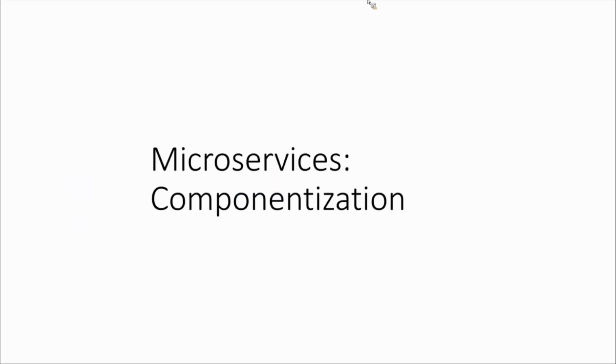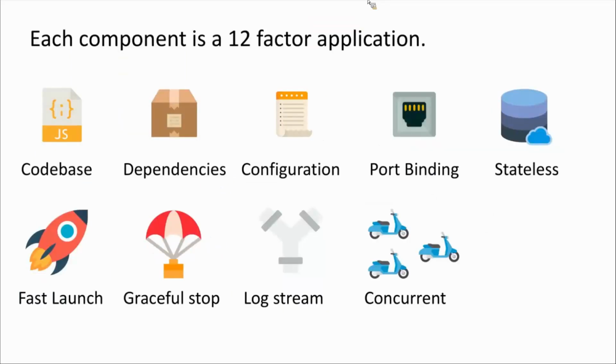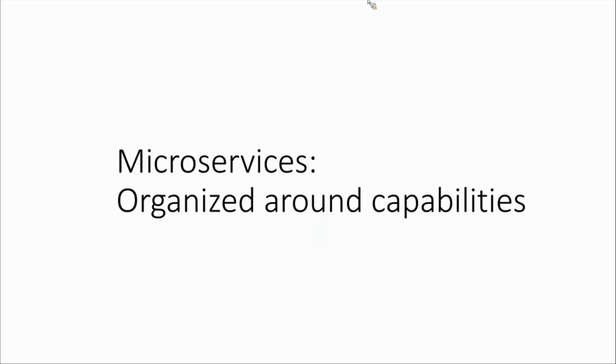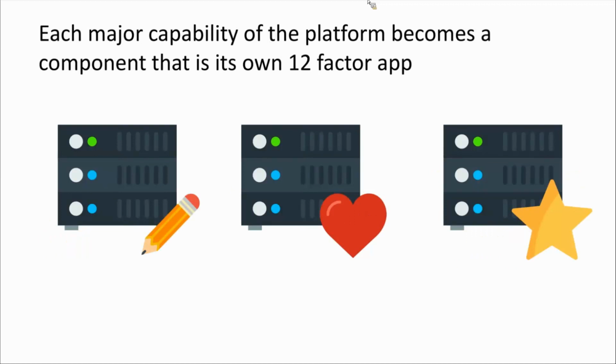So next up, we have componentization. That means breaking everything out into its actual separate pieces. So each component is a 12-factor application. So I have my code base, my dependencies, my configuration, my port binding, my statelessness, my fast launch time, my graceful stop, my logging stream, and my concurrency. With my microservices, I want to organize them around capabilities. So that means, what is my platform actually doing? What is the job that all of my services are doing? And each major capability of that platform becomes a component that has its own 12-factor application.